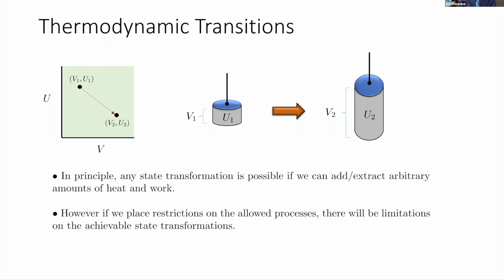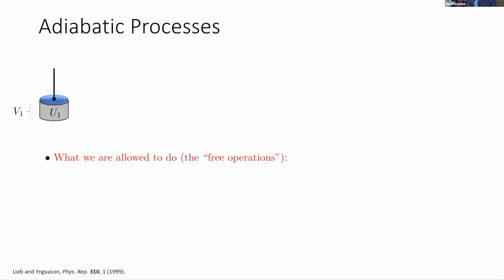But what we're interested in here is to place certain restrictions on the allowable processes. And when we place restrictions on the processes, then there will be limitations to what state transformations are possible. Okay, so specifically, I want to look at a class of operations which are called adiabatic processes. You may have seen these before in your thermodynamics studies, most likely you have, but if you haven't, I'm going to describe it for you.